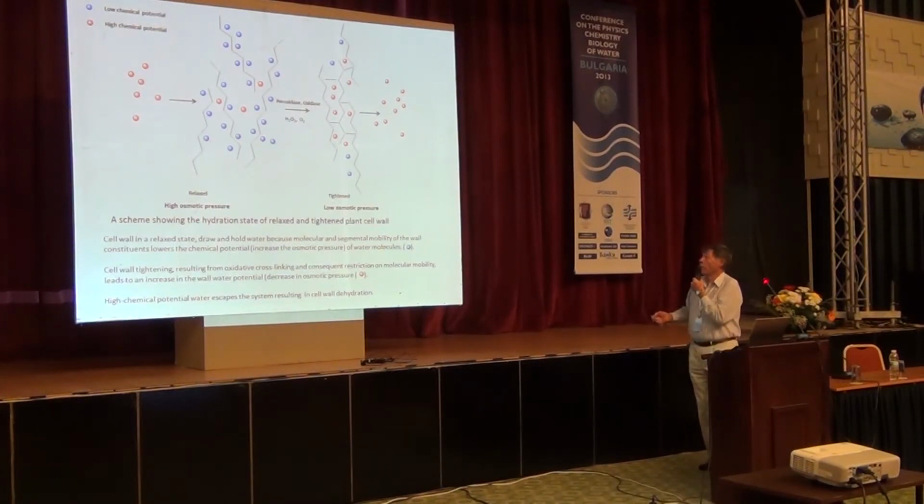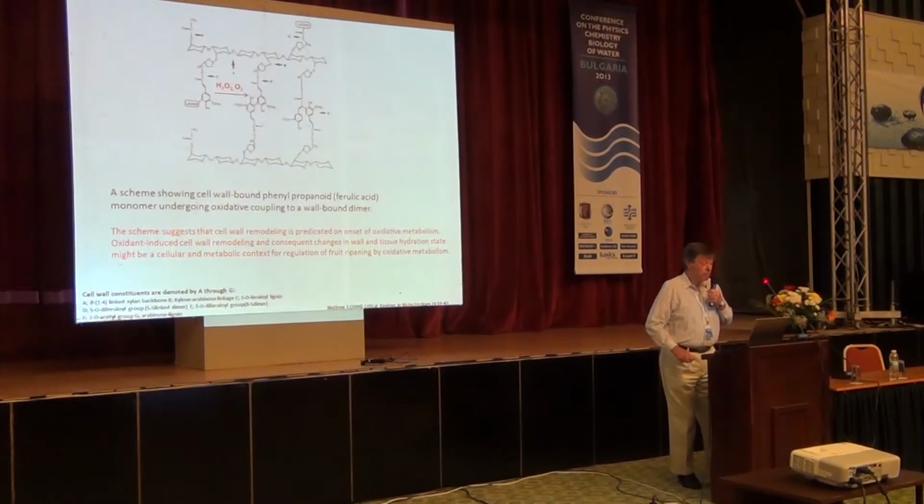This is a cell wall in a relaxed state. It will take up water molecules with high chemical potential. When the cell wall undergoes remodeling, predominantly cross-linking or oxidative cross-linking, it will restrict molecular and segmental mobility, and that will increase the chemical potential of the water. This water will be evicted, expelled to the environment.